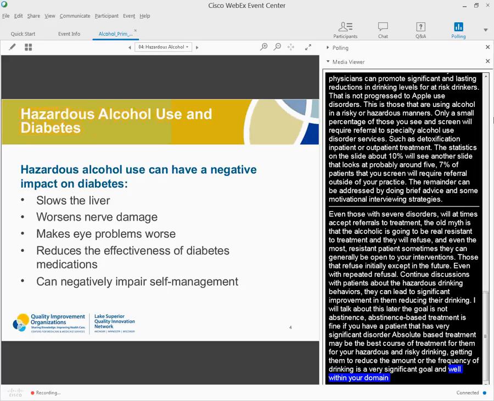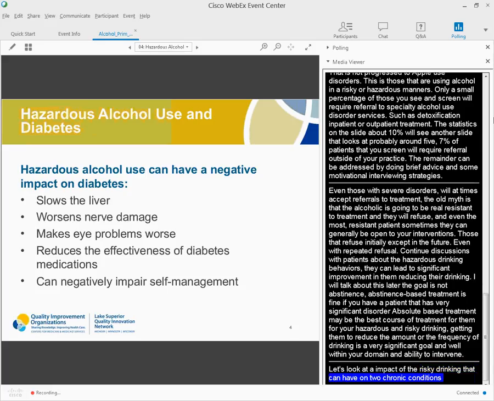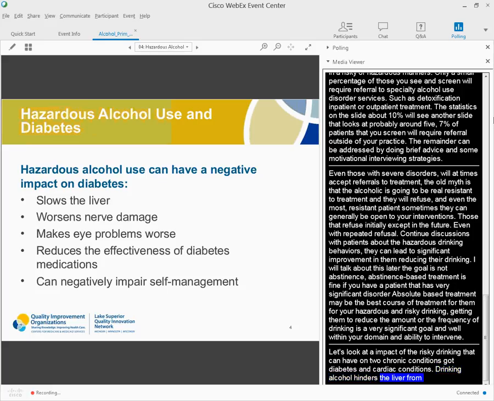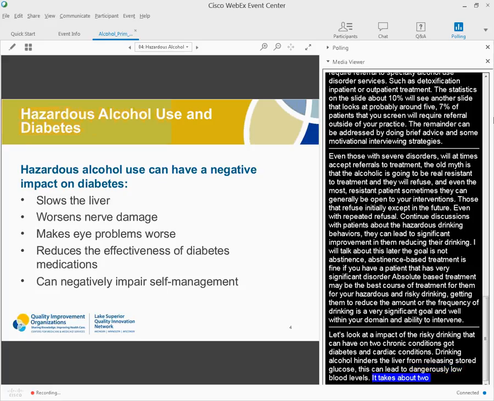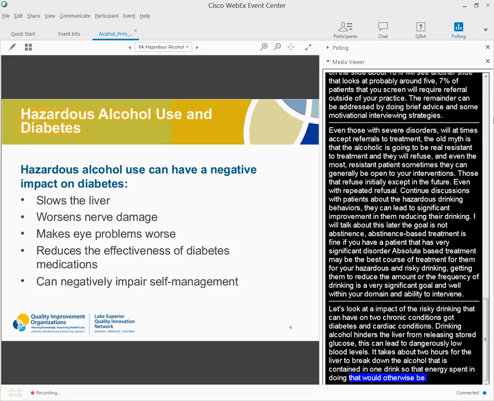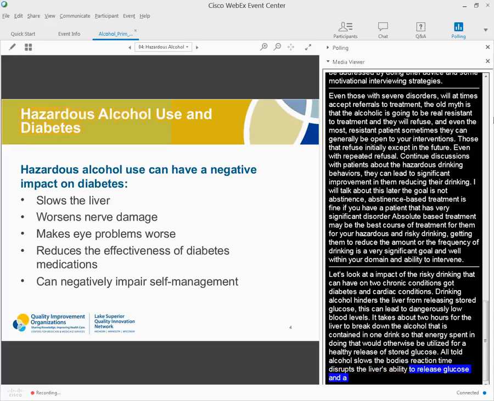Okay, so let's look for a minute at the impact risky and or hazardous drinking can have on two chronic conditions, diabetes and cardiac conditions. So drinking alcohol hinders the liver from releasing stored glucose, and this can lead to dangerously low blood levels. It takes about 2 hours for the liver to break down the alcohol that is contained in one drink. So that energy spent doing that would otherwise be utilized for a healthy release of stored glucose. So all told, alcohol slows down the body's reaction time, disrupts the liver's ability to release glucose, and may cause individuals with type 1 or 2 diabetes to slowly develop hypoglycemia.